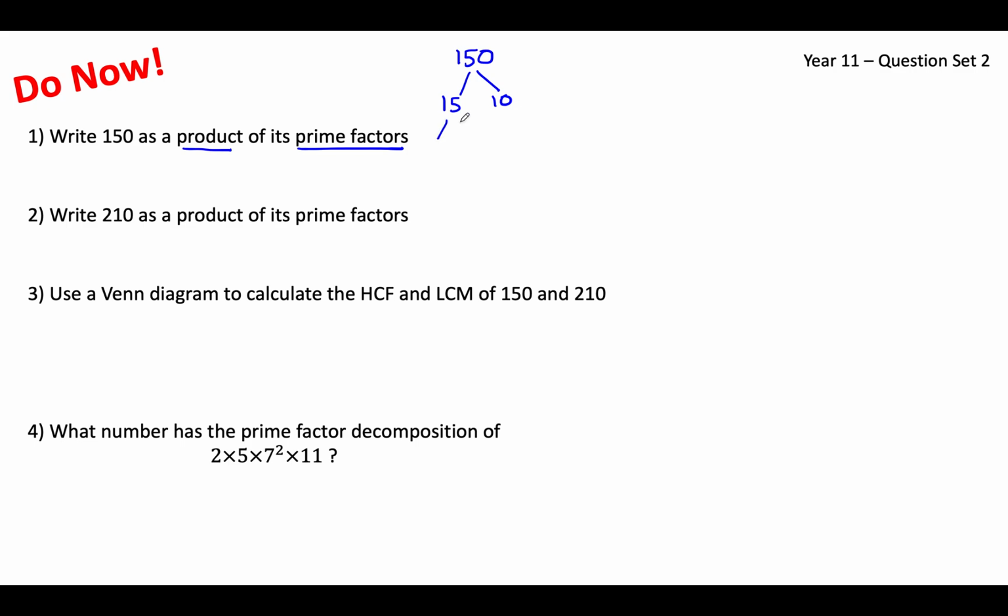Neither of these is prime, so I split it again. That could be 3 times 5. Now, both of those are prime numbers, actually, so I'm going to circle both. And those branches are now finished.